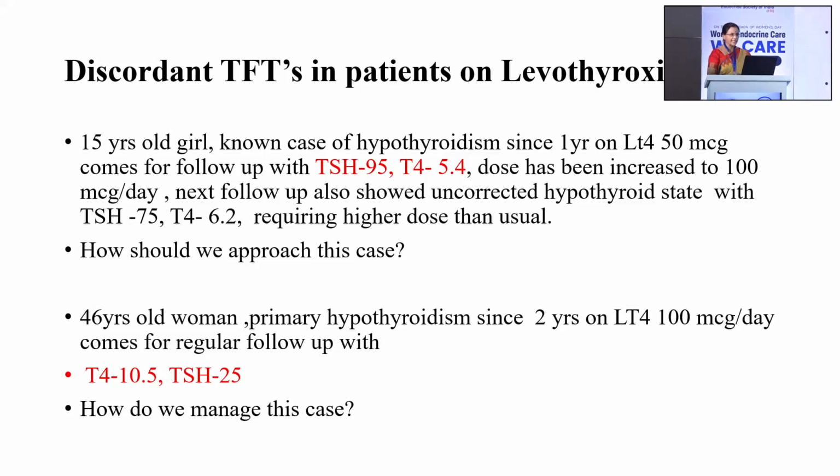Another case scenario is a 46-year-old woman with primary hypothyroidism on levothyroxine 100 micrograms, again uncorrected on follow-up. Here T4 is at the upper limit of normal, while in the previous case T4 was at the lower limit of normal. Here TSH is much higher. So how do we manage this case?